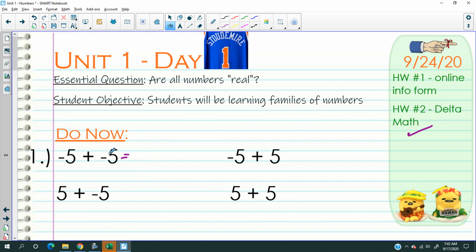So real quick, I'm just going to do this. I'm hoping that in seventh grade you learned the rules for adding, subtracting, multiplying, and dividing positive and negative numbers. So when you add with the same signs, what do you do? When you add with different signs, what do you do? This one is not a trick question.